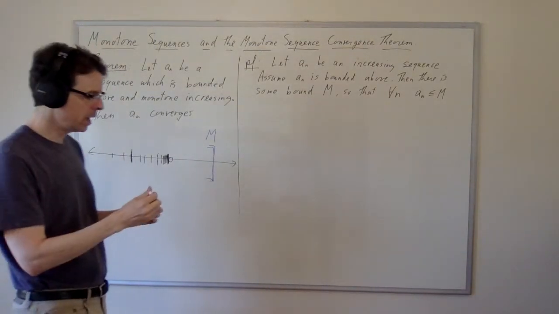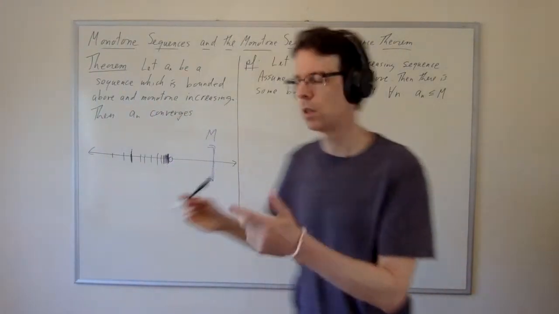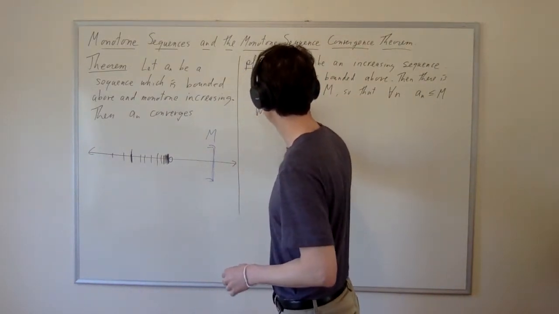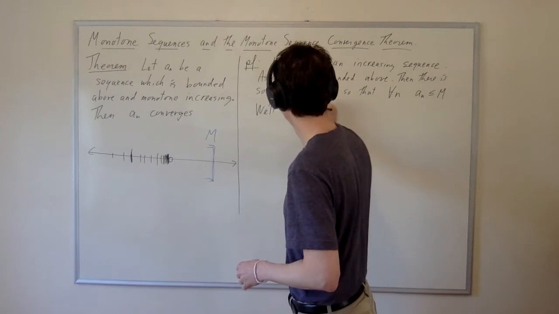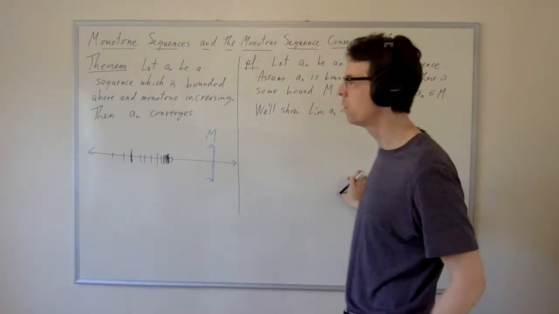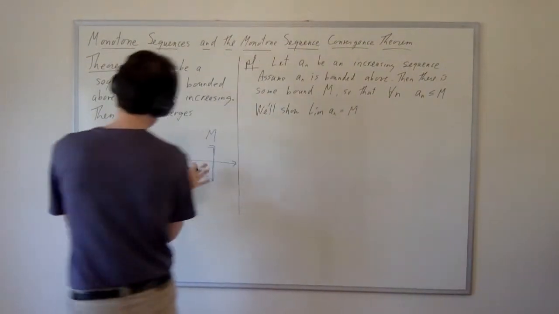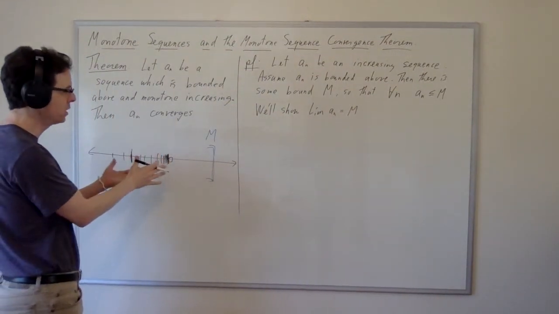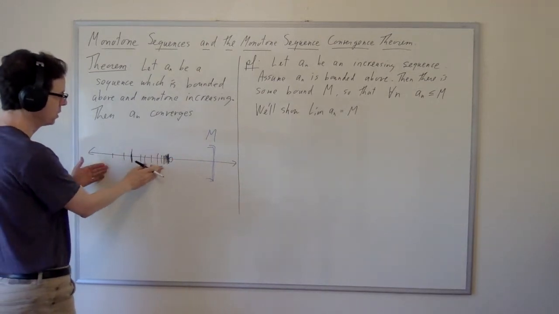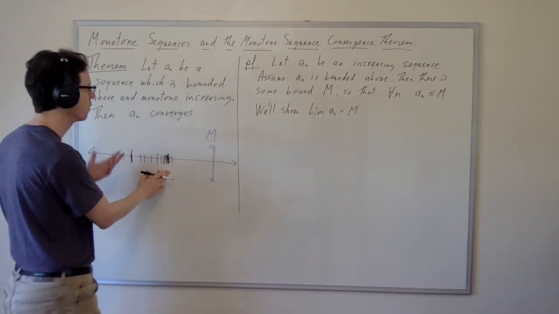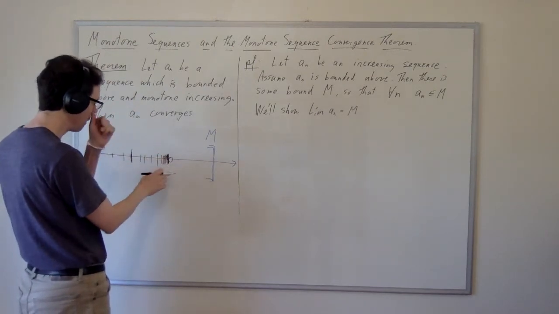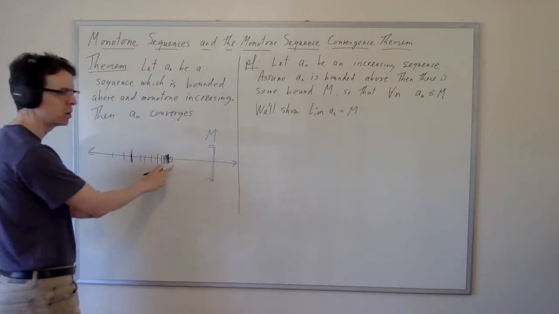Now, I would like to say, so this is just like, I'm going to make an error here. I would like to say we'll show that the limit of a_n is equal to M and then continue with the proof. But as this picture illustrates, there's no reason to suspect that the limit would be M. This is a monotone increasing sequence, and it has to converge. That's the content of the theorem. But there's no reason why it would have to converge to M. It could converge to some prior value.